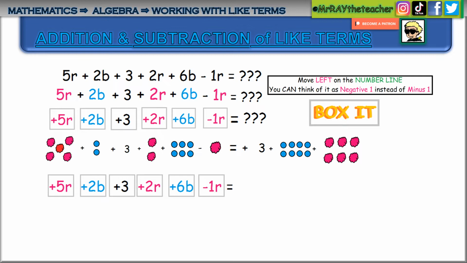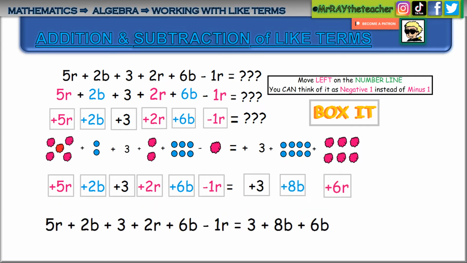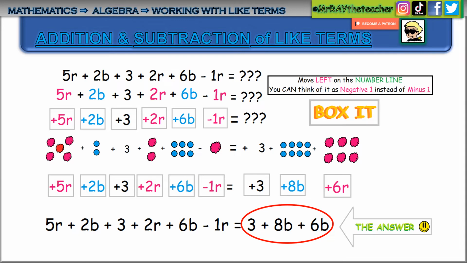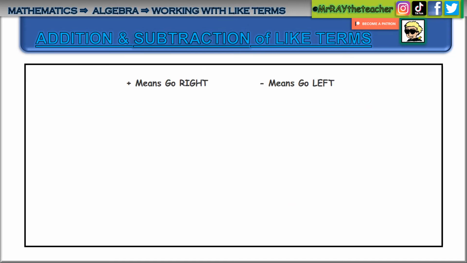Or in other words, if we really break it down, we've got 5 raspberries, 2 blueberries, 3 no fruits, 2 raspberries again, 6 blueberries, and then we're going to get rid of 1 raspberry. We're left with plus 3 plus 8b plus 6r. Then we just get rid of the color, put it all back, and that's your answer. Always circle your answer so we know your answer. That way, if you've got a lot of working out, we know which one's your final result.